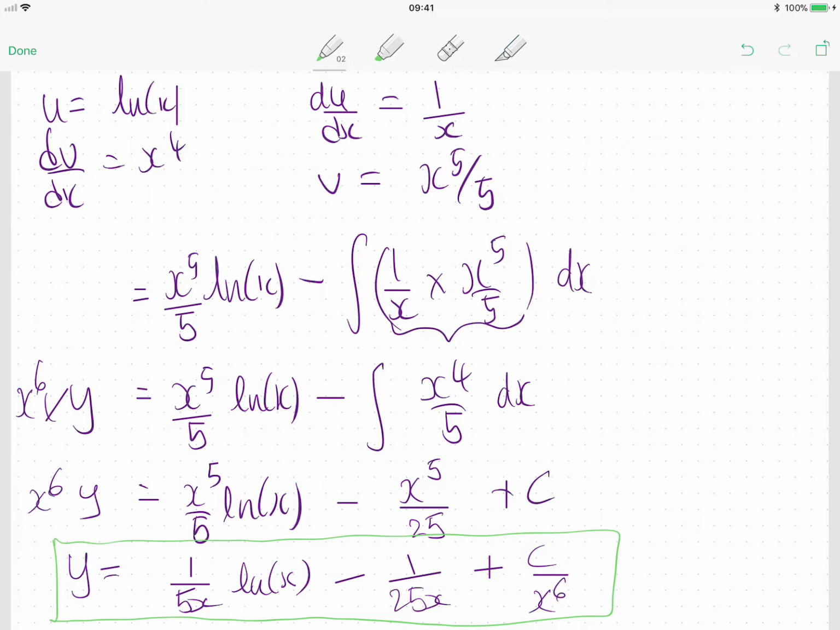And there you go. We have our solution. It's a general solution. You see our constant there, to our original differential equation.